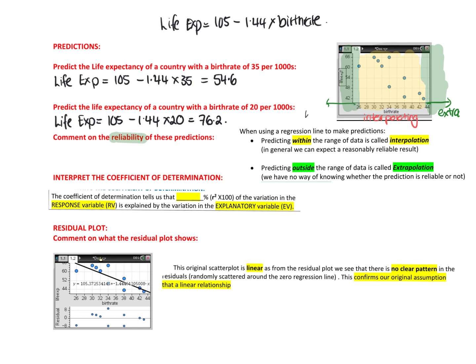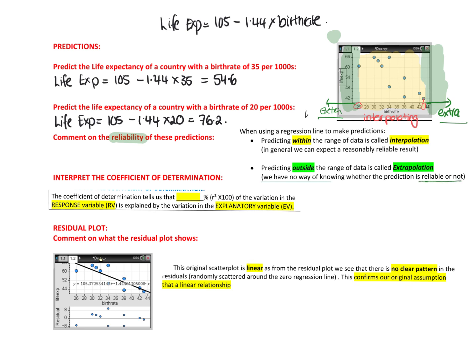Okay, the next thing they ask us is to comment on the reliability of these predictions. So over here, I put the scatter plot to show you. In the yellow here, if we predict within the range, so the lowest X value, which looks like 26, up to say 43 for the highest X value, this one and this one, if we predict within those numbers, it's interpolating, and we can say it's a reasonably reliable result because we can see data around those points. If you predict outside, so anything before 26 or anything after that 43, that's called extrapolating, and we can see it's not as reliable.